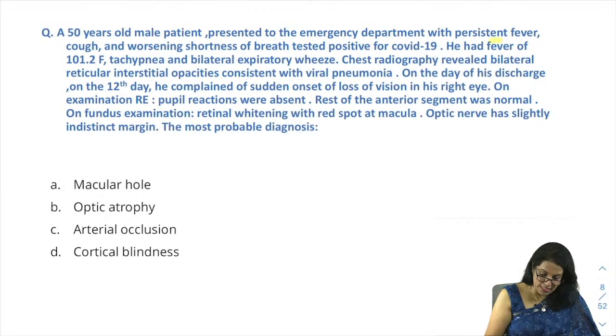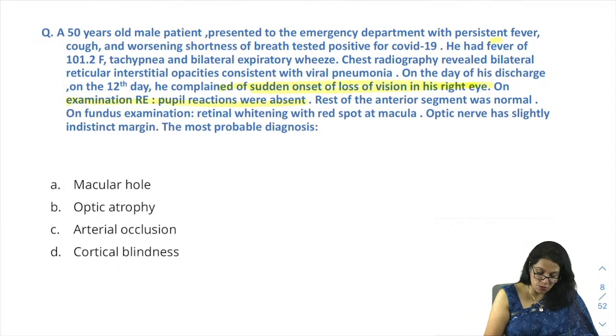On the day of his discharge, on the 12th day, he complained of sudden onset of loss of vision in the right eye. Now pay attention. On examination, right eye pupillary reactions were absent. Okay, so right eye on examination, pupillary reactions were absent. There is a sudden onset in the right eye. So what have you answered? The rest of the anterior segment was normal.